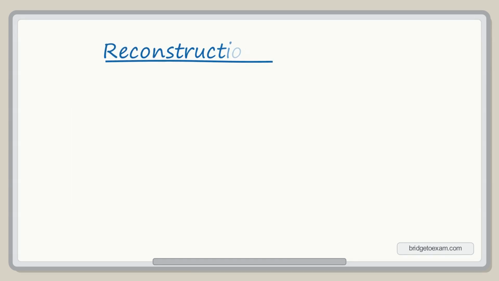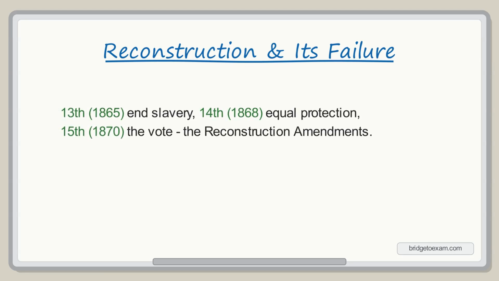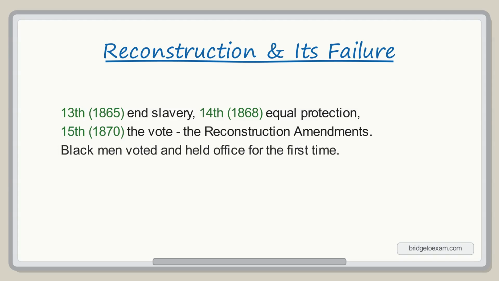After the war came Reconstruction. Constitutionally, it achieved a great deal. The 13th Amendment ended slavery. The 14th granted citizenship and equal protection, and the 15th protected the vote regardless of race. For a brief moment, Black men voted and held office.